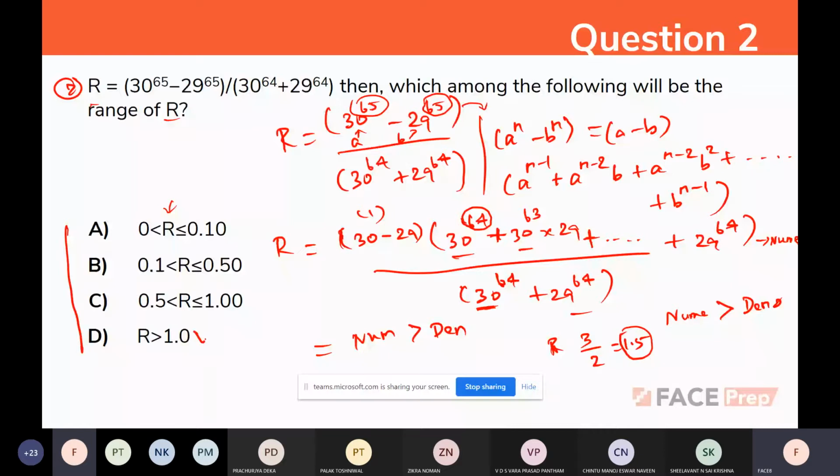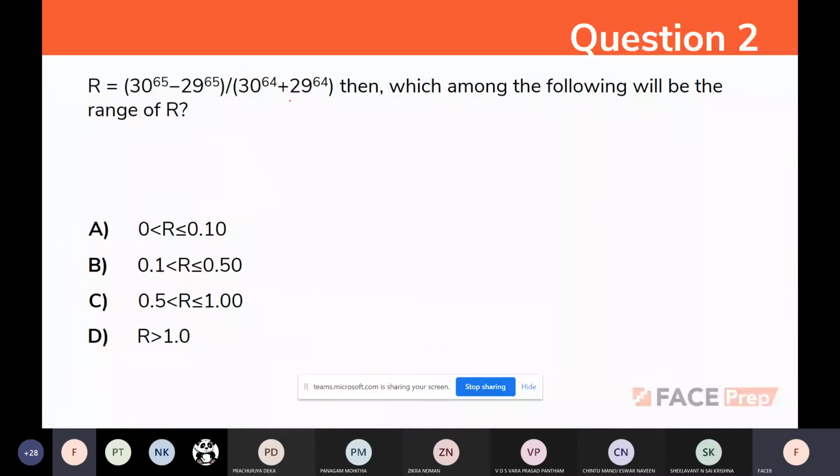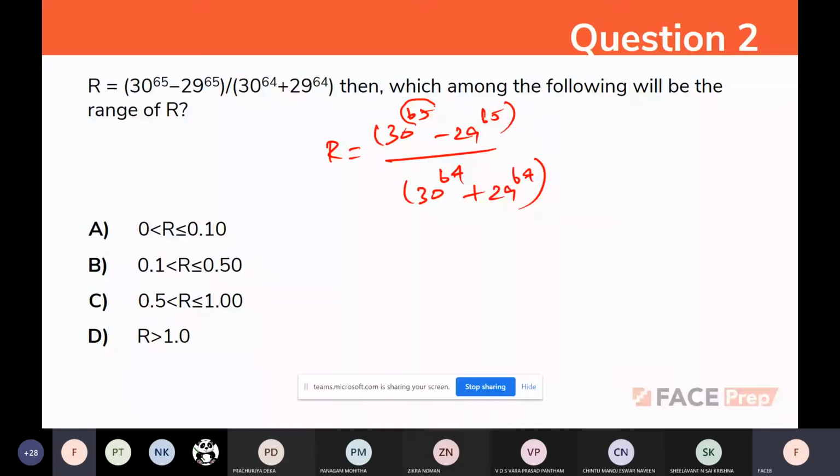There is another method also, which is really logical thinking. Logical thinking is enough to find the answer. Let me tell you what it is. Again, let me write it separately: (30 power 65 minus 29 power 65) divided by (30 power 64 plus 29 power 64). By seeing the powers themselves, 65 and 64, we come to the conclusion that the numerator will be greater than the denominator.